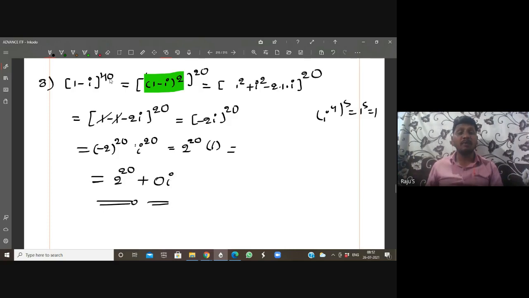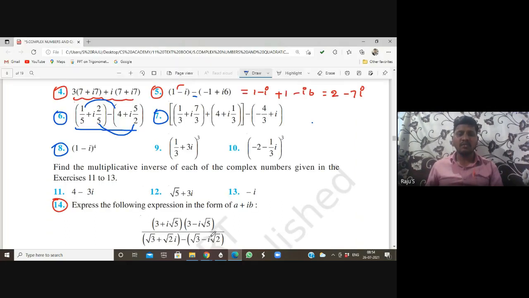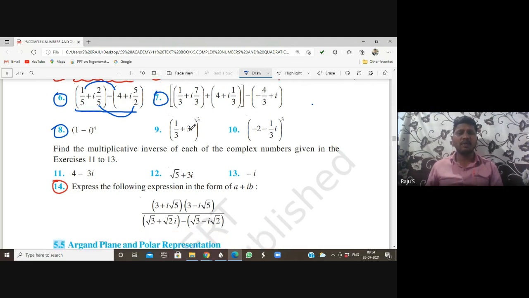This is for whole power 40, but the question is just whole power 4, so you can write it. In the same manner, try to do the remaining questions. All are very easy. Here, the a plus b whole cube formula you know very well. Here also take minus common, and here they are asking the multiplicative inverse. Inverse means 1 by 4 minus 3 iota. You rationalize it.